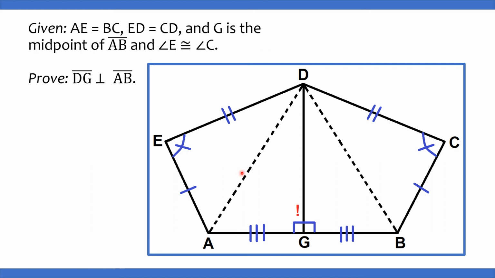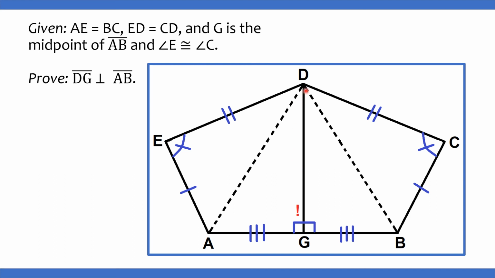Now how can we make this perpendicular? If we can prove that these are right angles. How can we prove that these are right angles? If we can prove that these two triangles are congruent. How can we make these two triangles congruent? Well, we need 3 corresponding parts. Now, how do we get these 3 corresponding parts when we only have 1?